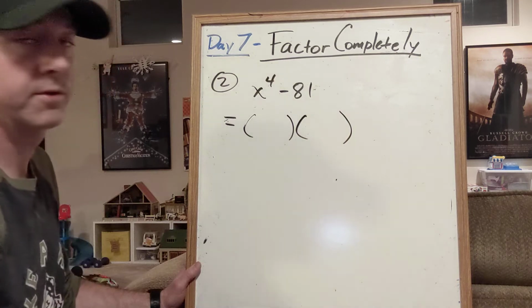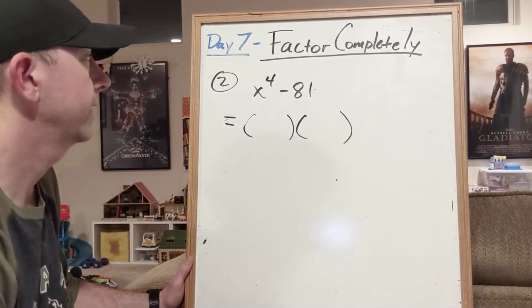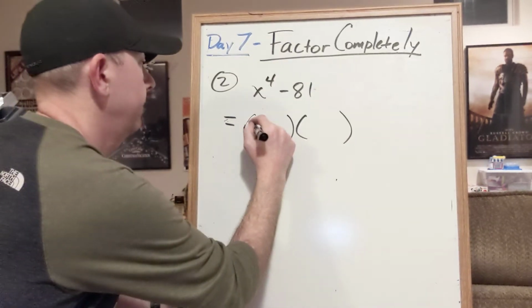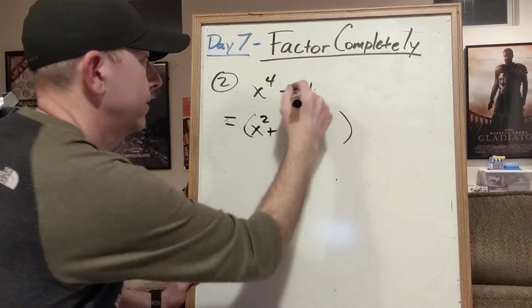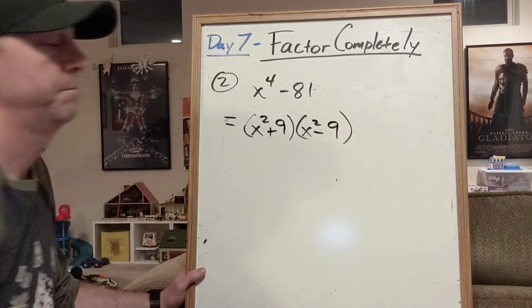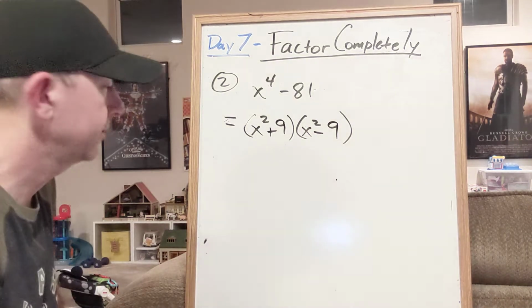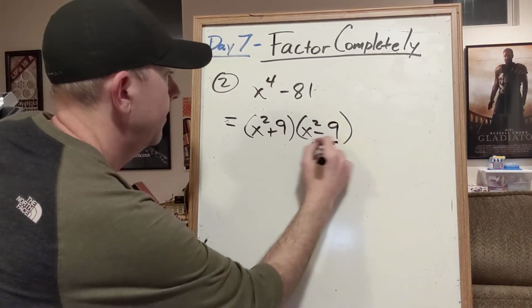So we take the square root of x to the 4th. Our rule for exponents is that if we're taking the square root, just cut it in half. So we've got x squared and x squared. We get plus and minus because 81 is a perfect square. We get 9 and 9. Now why is this one thrown in with factor completely stuff? Well, because this part's good, but what about this?